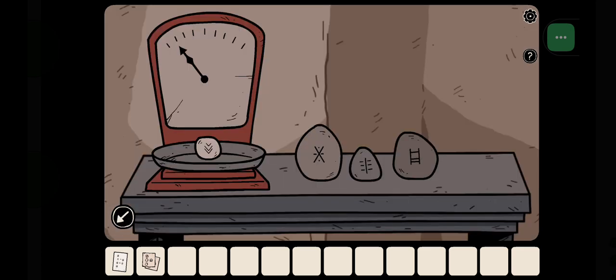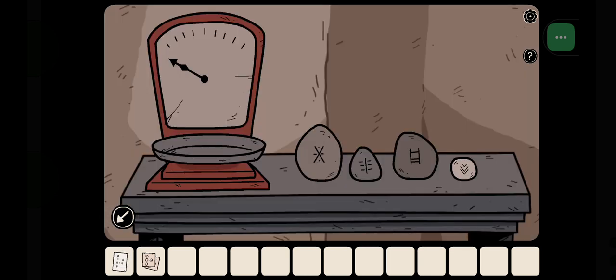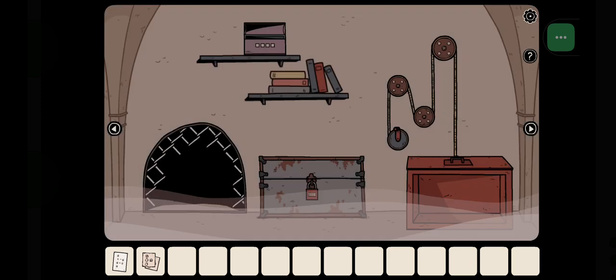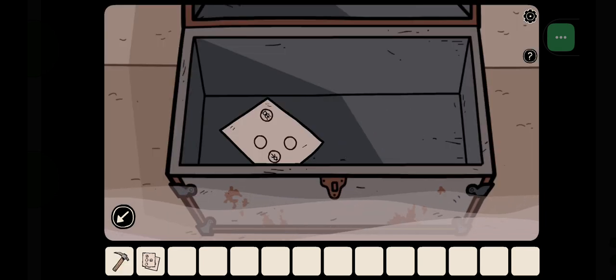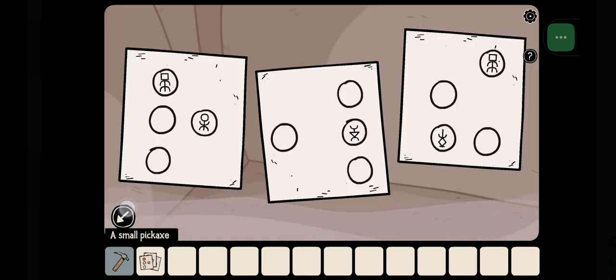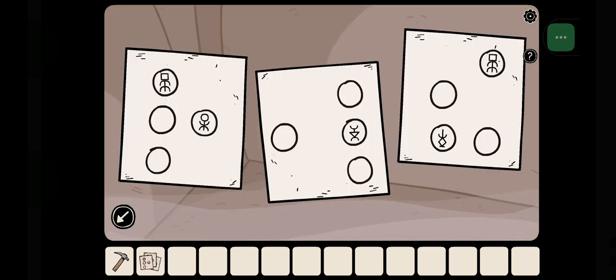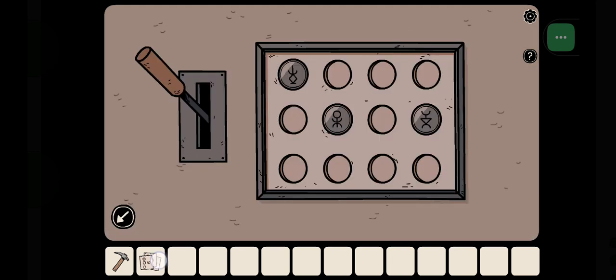Next one is downwards plus. So this one is 2 plus. Oh. No. Plus this one. That's 5. And then 2. Okay. 3, 4, 5, 2. Got it! There's a small pickaxe and the other one. There's more. Okay.